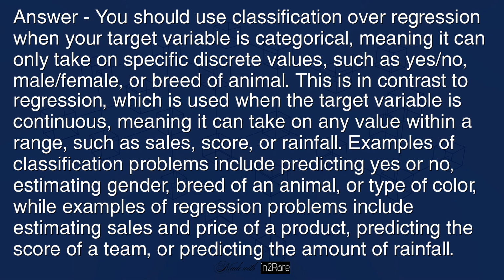score, or rainfall. Examples of classification problems include predicting yes or no, estimating gender, breed of an animal, or type of color, while examples of regression problems include estimating sales and price of a product, predicting the score of a team, or predicting the amount of rainfall.